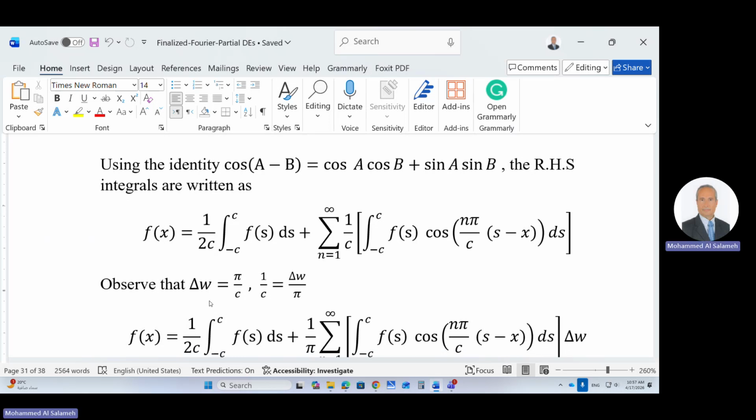Now we said that delta omega is equal to pi over c. So 1 over c equals delta omega over pi. Let's substitute delta omega over pi instead of 1 over c. The first term stays as it is, and here, instead of 1 over c, we put delta omega over pi, and we keep the rest as is.